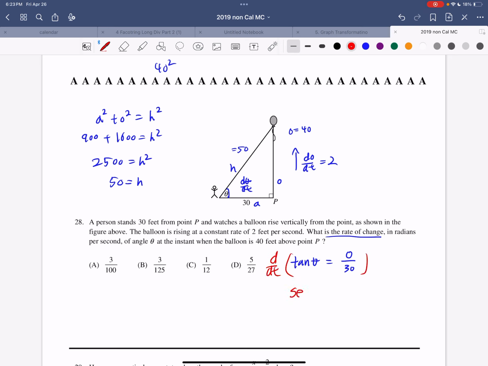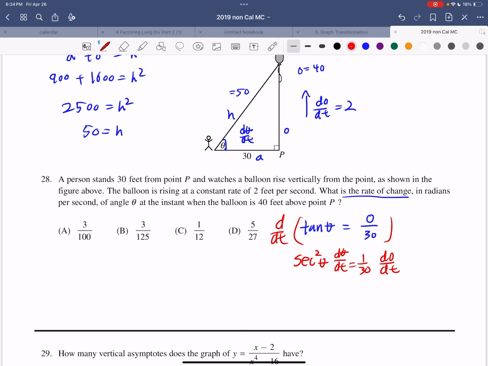It's gonna be secant squared theta is equal to 1 over 30 dθ/dt, because this one becomes 1, right? And therefore, secant squared theta is equal, oh, I forgot about this. Because we are doing it in terms of t, I forgot about dθ/dt, okay? So that should be right here.